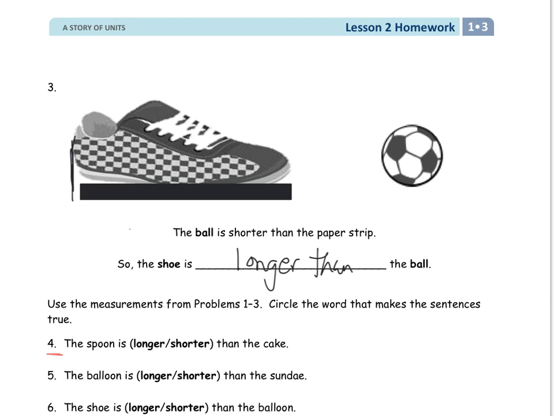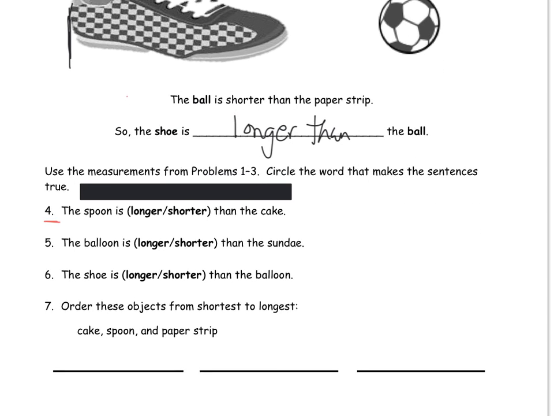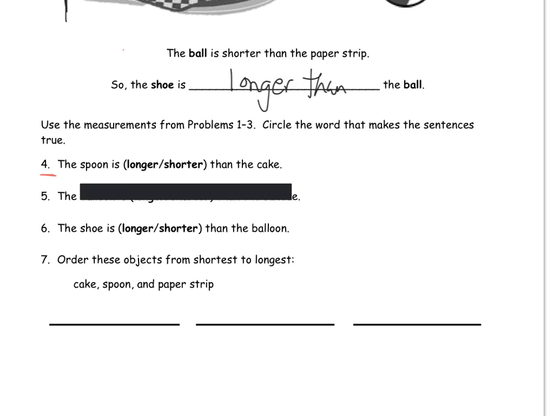Now down below, we're going to take a look at number 7. Order these objects from shortest to longest. So you're going to look at the cake and spoon and the paper strip, and you're going to put them in order from shortest to longest.